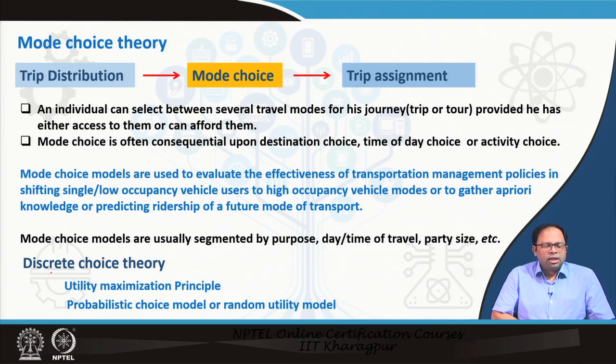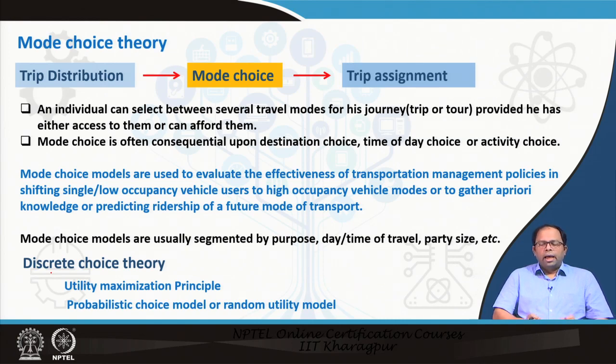So, an individual can select between several travel modes for his journey. The journey could be either a trip or a tour. A trip means there is a starting point and there is an ending point. A tour is when the starting point is home, and after going anywhere else, the person again returns back to his home. So, that could be called a tour. Similarly, it could be a non-home based tour where he starts from office and again returns back to his office.